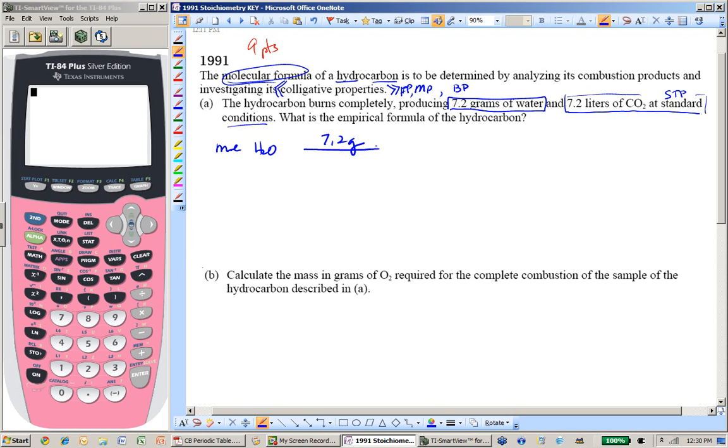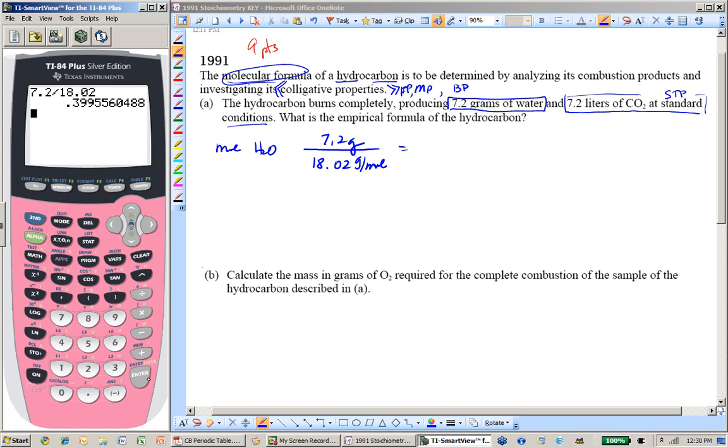7.2 grams divided by the molar mass of water, which is 18.02. You can double check it. 7.2 divided by 18.02 is really close to 0.4. So I'll call it 0.40 moles. Now, it's water. See that too? That means there's twice as much hydrogen in there.